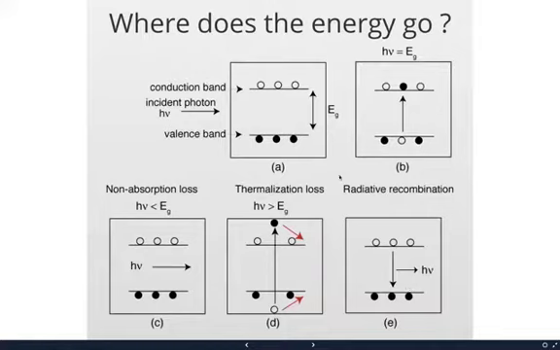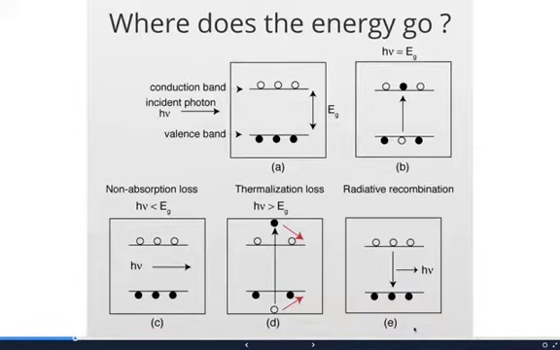So you can see the three main loss mechanisms: non-absorption loss, thermalization loss, and radiative recombination. Non-absorption happens when the photon energy is less than the band gap. Thermalization happens when the photon energy is much larger than the band gap. Radiative recombination happens in all cases, but particularly when the energy is larger than the band gap, because you need to have this carrier generation.